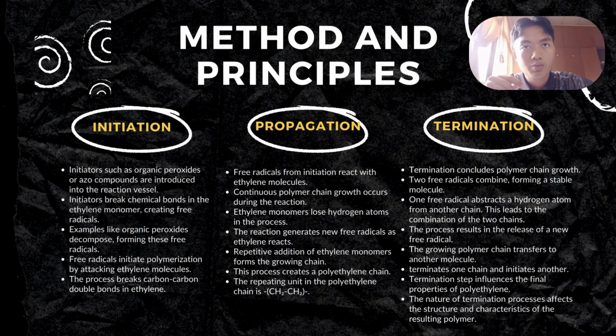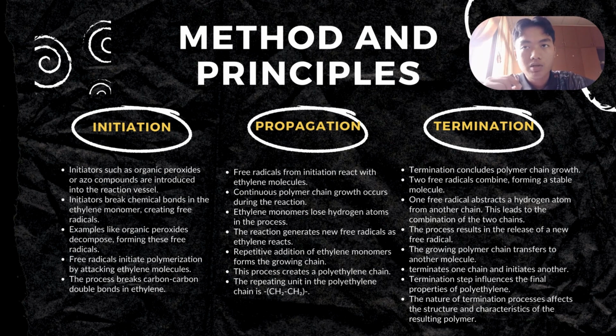The next step is propagation. During propagation, the free radical from initiation reacts with ethylene molecules. Continuous polymer chain growth occurs during the reaction. The ethylene monomer loses a hydrogen atom in the process. The reaction generates new radicals as ethylene reacts. The repetitive addition of ethylene monomer forms the growing chain. The process creates a polyethylene chain. The repeating unit in the polyethylene chain is C2H4.